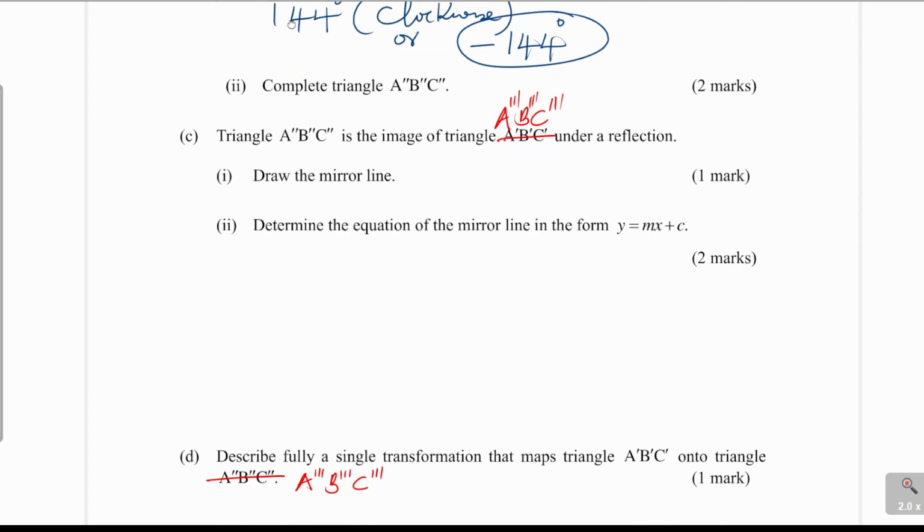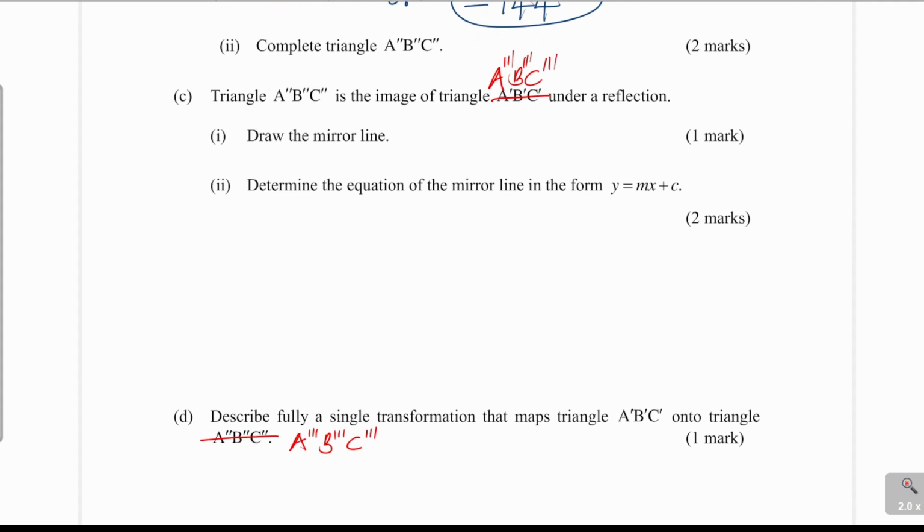Now part C of the question, there is some correction. There was a typing error in the question, so I've corrected it there. So triangle A double prime, B double prime, C double prime is the image of triangle A triple prime, B triple prime, C triple prime under a reflection. So draw the mirror line. We start with that. Draw the mirror line. So A double prime is the image of A triple prime.